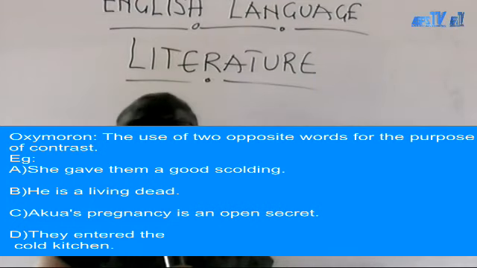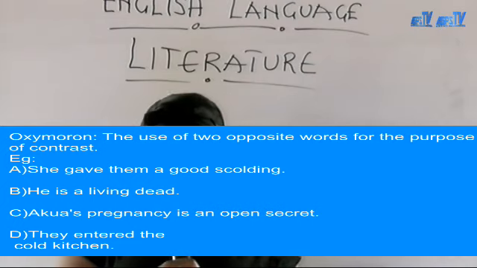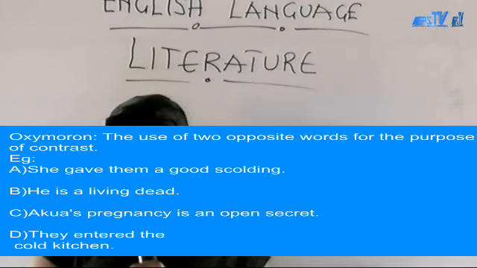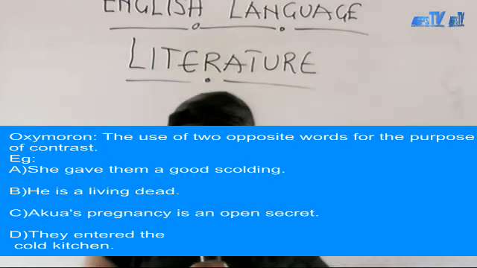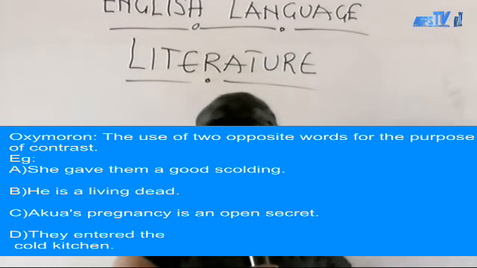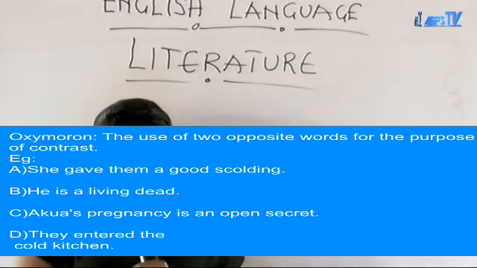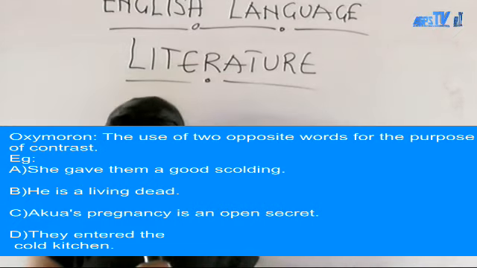So, she gave them a good scolding. That takes us to George and his brother when they were fighting. The mother came out from the hut, then she gave them a good scolding by holding their ears. We move on to the second example, that is B. He is a living dead.